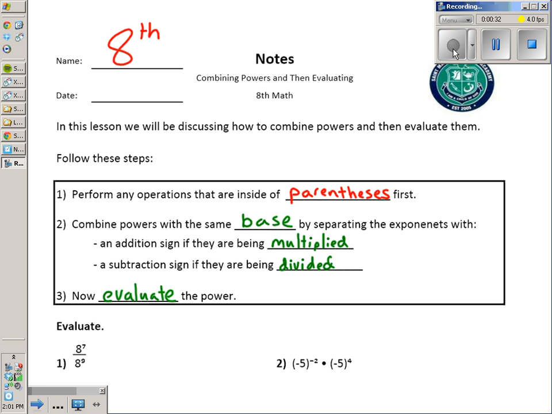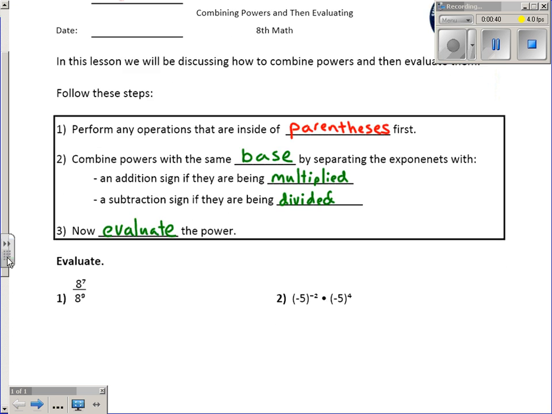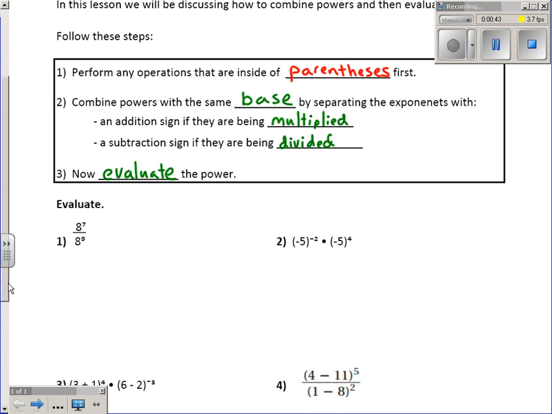So our first step. If there are any operations inside of a parentheses, you do those operations first. So I want you guys to look down at number 3. See how number 3 has addition and subtraction inside those parentheses. You're going to do that first, just like we're doing the order of operations. And then you're going to look at what results. Sometimes you don't have to do that. So like in number 1, there is no parentheses, so we just start at step 2.